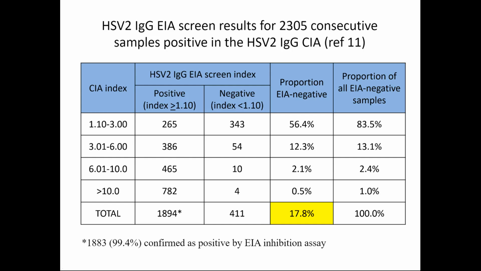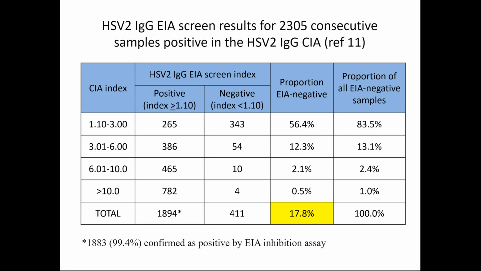In contrast to that, of the 2,305 positives, 411 were negative on the HSV-2 IgG EIA screen. That's 17.8% of samples. And similar to what is seen with false positive, these discordant samples were mainly found in the subgroup of samples that had a CIA screening index between 1.1 and 3.0.